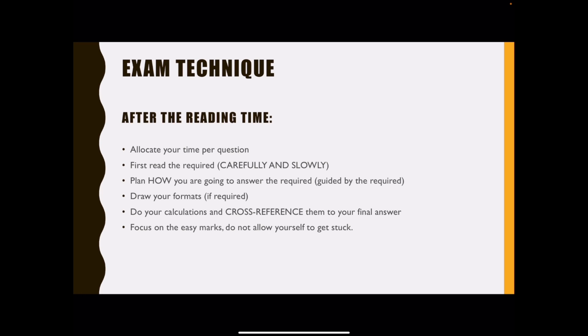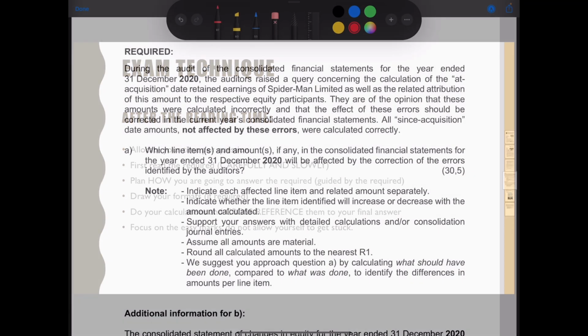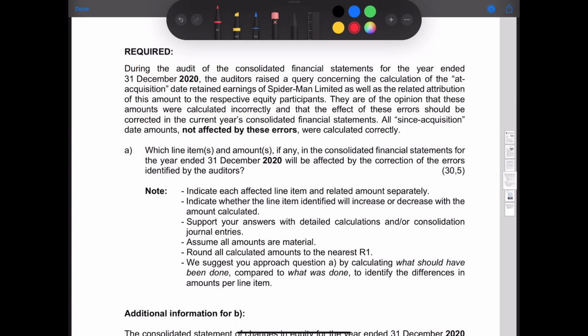You should always focus on the easy marks and not allow yourself to get stuck on the difficult parts of the question, because otherwise you are not going to finish and you're going to lose the easy marks that are left over. So firstly, I'm going to discuss the consolidation question.